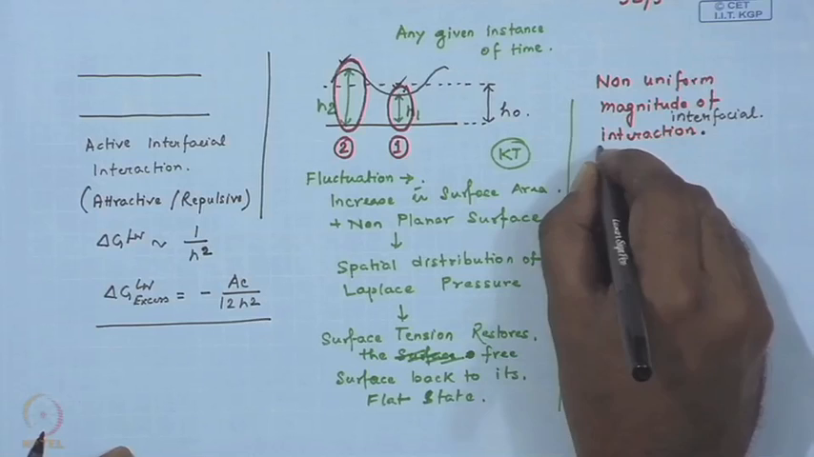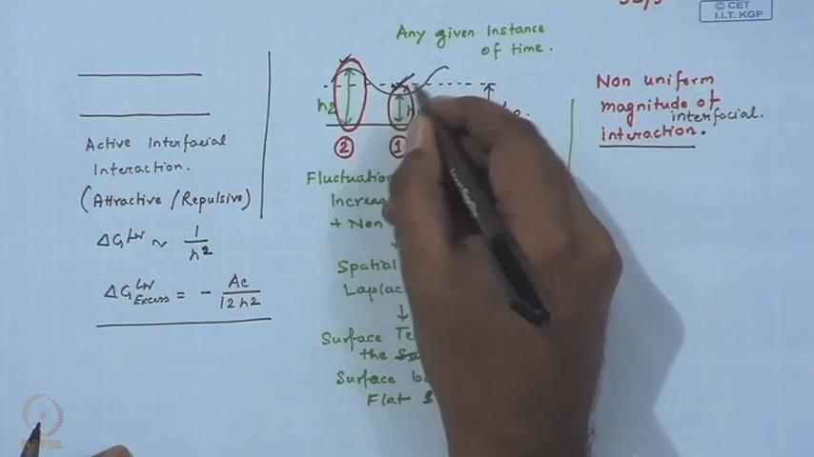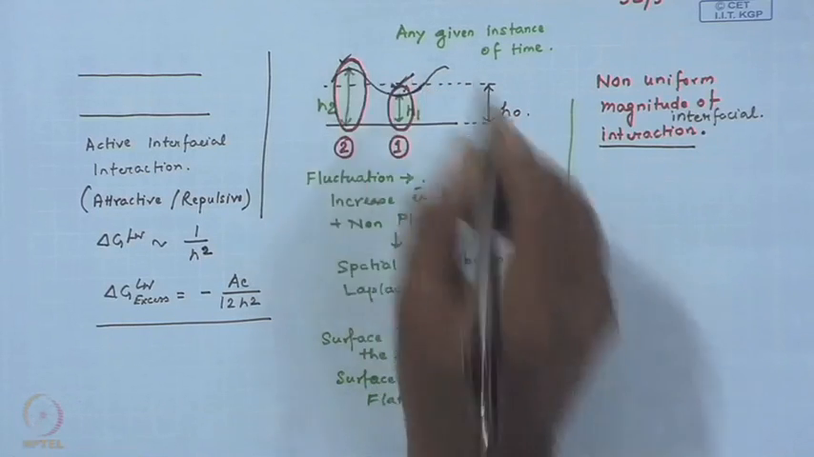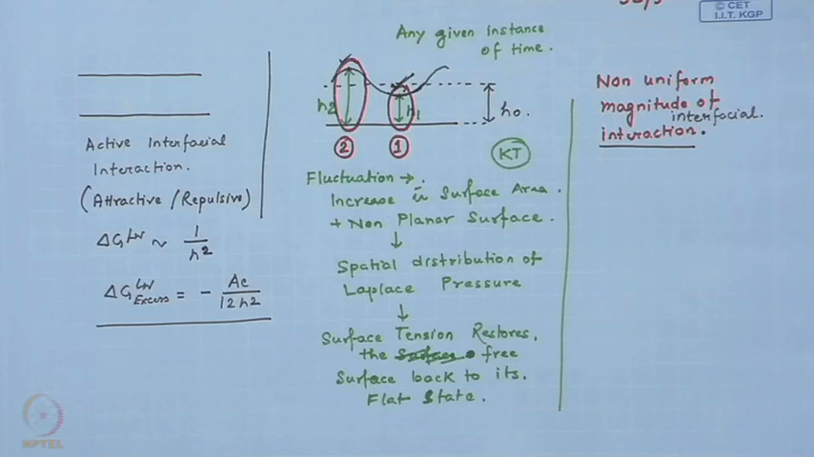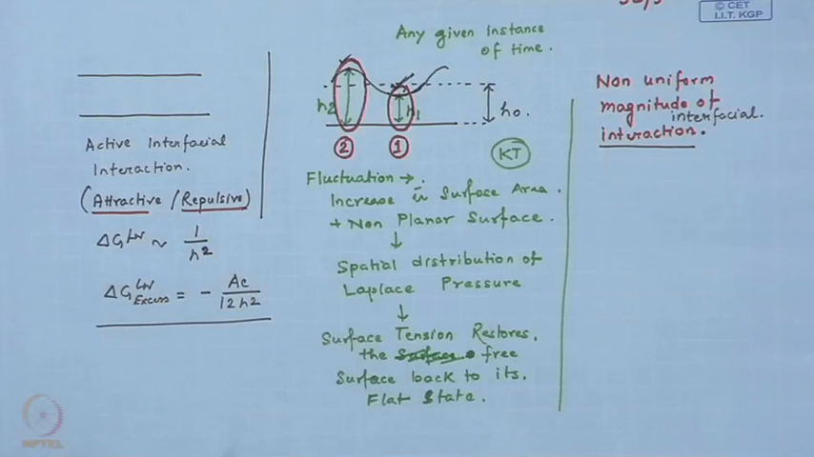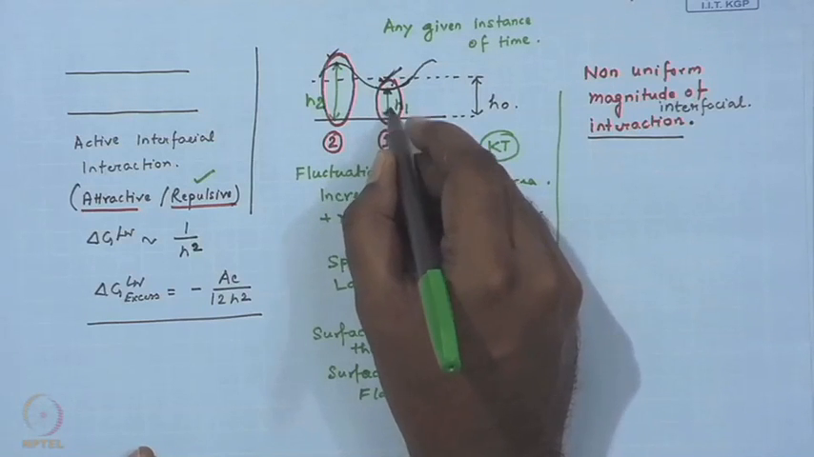Non-uniform magnitude of interfacial interaction. So, what happens is that the magnitude of interfacial interaction over here and the magnitude of interfacial interaction over here is different. Now, we need to understand that the interfacial interaction can be of two types. So, it can be either repulsive or attractive. So, let us first talk about the situation where the interfacial interaction is repulsive.